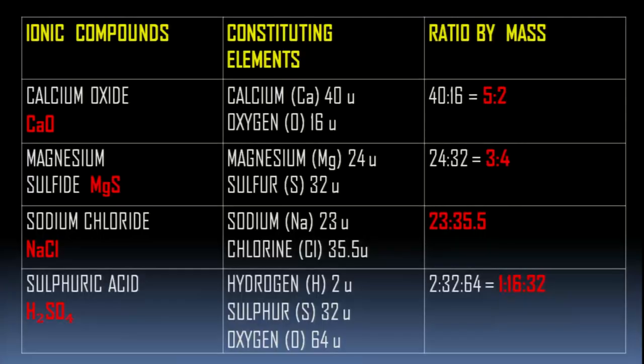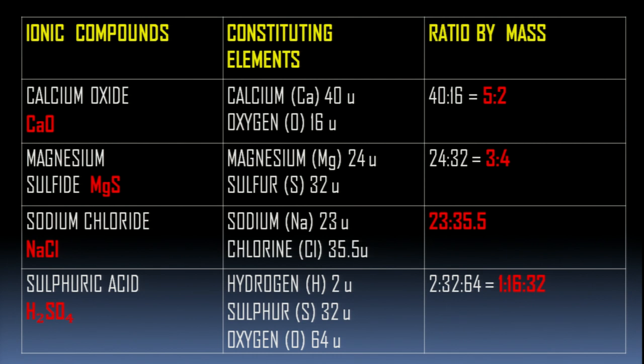For example, children, these are ionic compounds because on dissociation they form ions. Calcium oxide. What is the formula for calcium oxide? It is written as CaO.